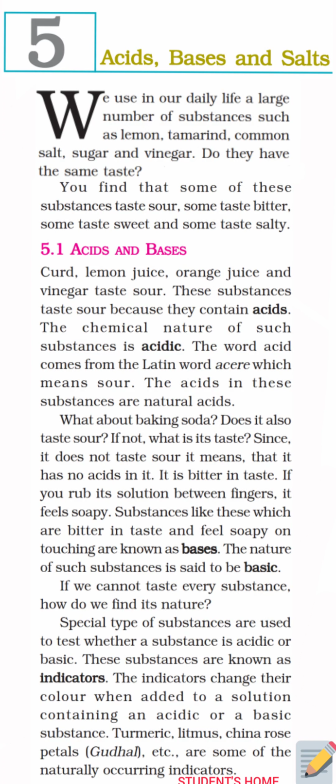A special type of substances are used to test whether a substance is acidic or basic. These substances are known as indicators. The indicators change their color when added to a solution containing an acidic or a basic substance. Turmeric, litmus, China rose petals, etc. are some of the naturally occurring indicators.